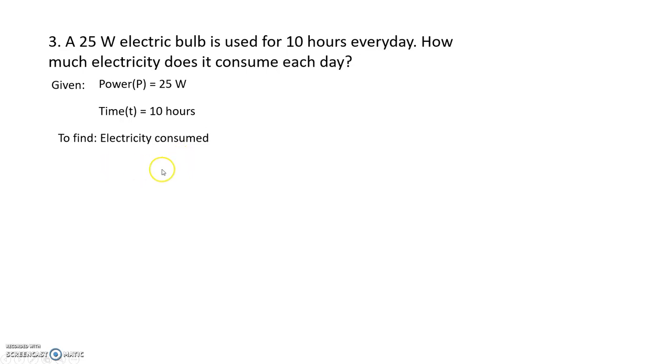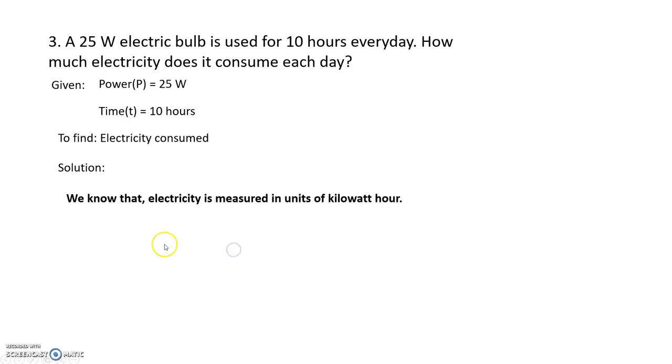So the question asked is electricity consumed. Now, power is 25 watts, time is 10 hours. Let's write the solution. Now you should know the electricity consumed. The unit used to measure electricity is kilowatt hour, which means 25 watts should be converted into kilowatt, and the time will remain in hours. It is given in hours, it will continue to remain in hours, and the power 25 watts should be converted into kilowatt. So let's write down power is equal to 25 watts.